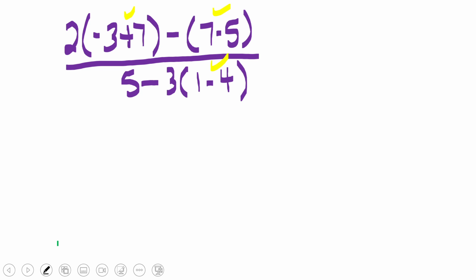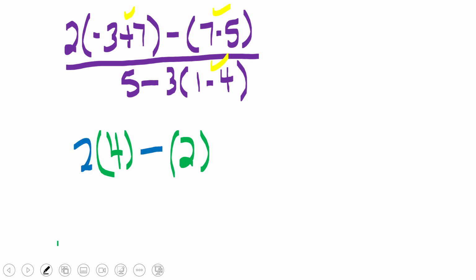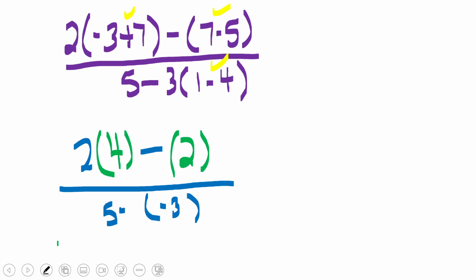Okay, negative 3 plus 7, renaming it is a 4 in the numerator, and 7 minus 5, renaming it, that's a 2 in the numerator. I'm going to carefully drop down my 2 and my minus sign around what I renamed in the numerator. That's my new expression on top. Okay, so now we have 1 minus 4 in parentheses here. That's a negative 3. I'm going to carefully drop down 5 minus 3 in the front of that, just as it was in the original problem.